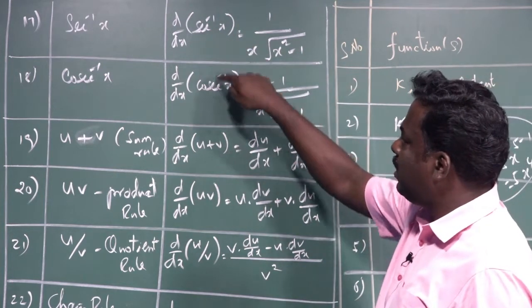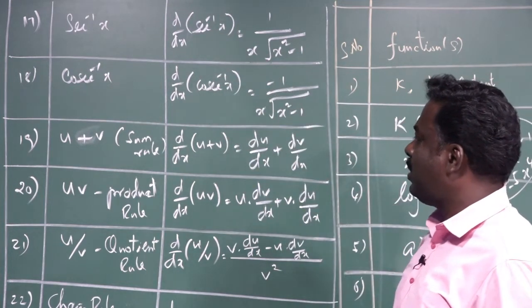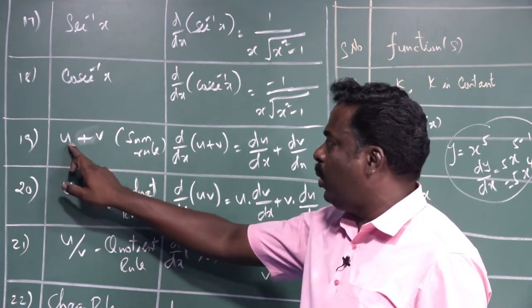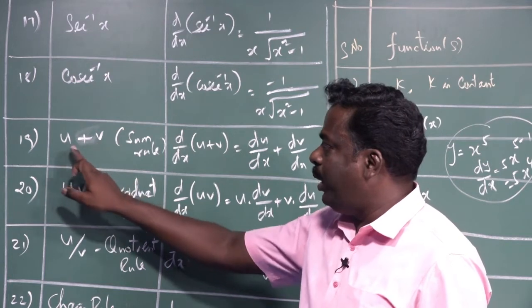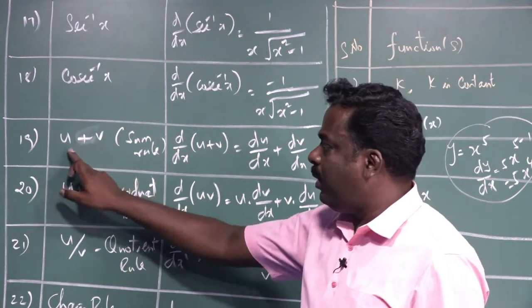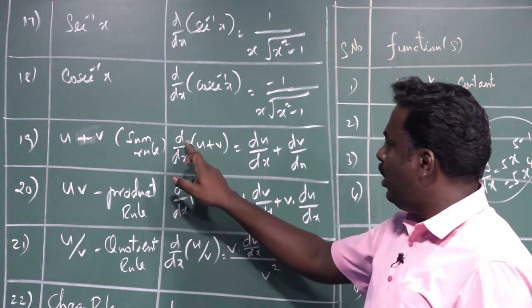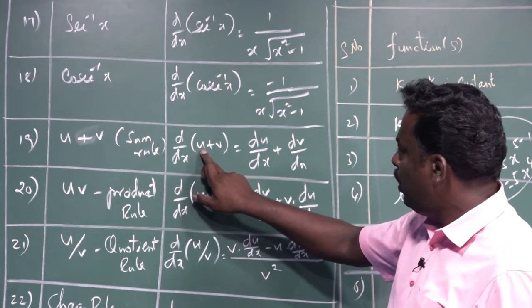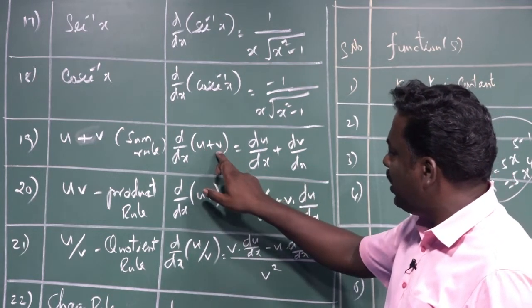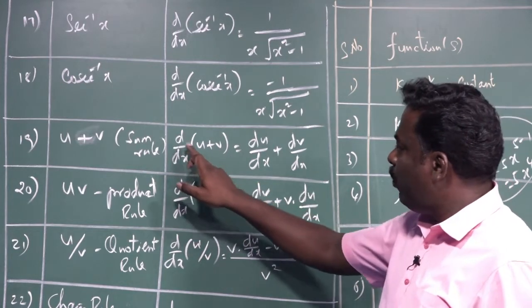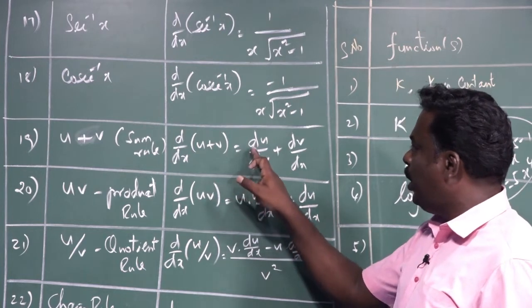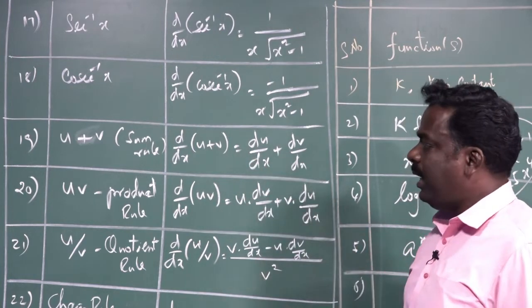Secant square x and cosecant square x, cosecant inverse of x. Then the summation rule. For two functions u and v, the sum rule is u plus v. The derivative of the sum of the functions is d by dx of u plus v. First differentiate the function u, then plus, differentiate the function v. Therefore, d by dx of u plus v, the derivative, is equal to du by dx plus dv by dx.